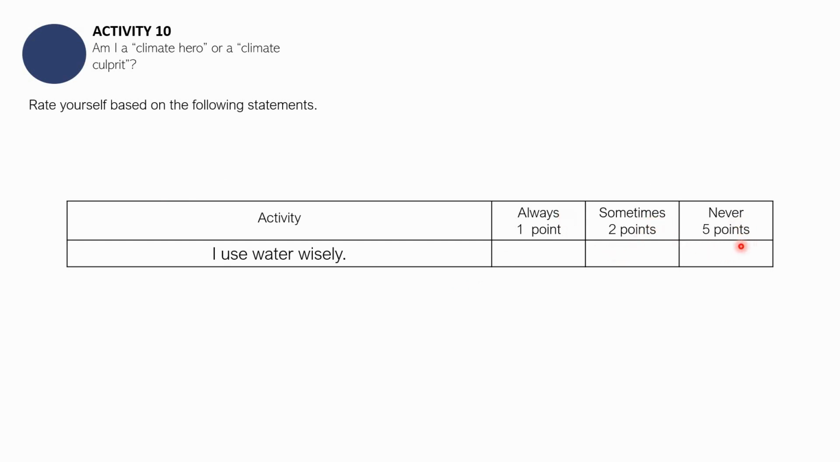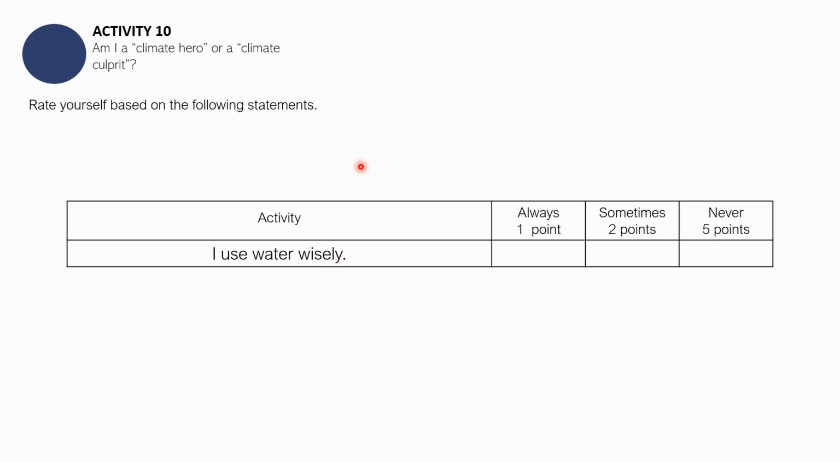Or never? Kapag umiinom ka ng tubig, inuubos mo ba yung nilagay mo sa baso mo? Kapag ba naliligo ka, halimbawa, you're using shower, tina-turn off mo muna ba yung shower kapag di mo pa kailangan? Okay, do you use water wisely? Is that always? Is it sometimes? Or can't you consider yourself as a wise water user? I just put never, if that is the case.